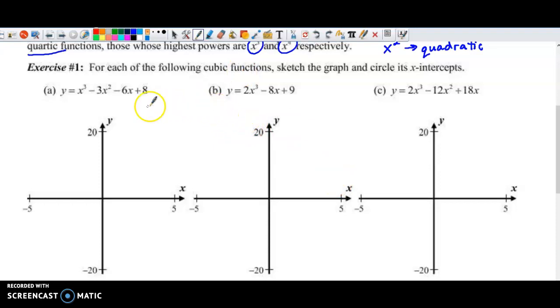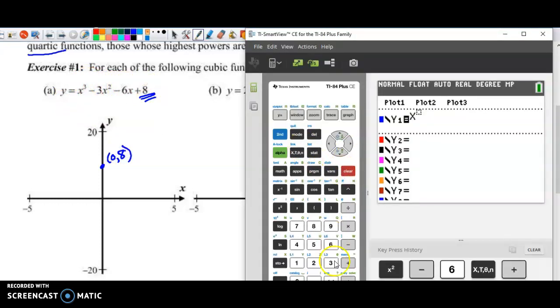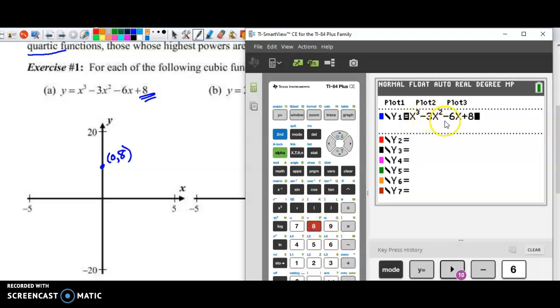Before I go to the graphing calculator, though, just notice that there's a few things that should shout out at you. For instance, this number right here, just like when we did quadratics, is going to be your y-intercept, because if you plug 0 in for x, you will get 8. So notice that we can go to our graphing calculator and type in our function. Don't forget about your y equals button. Just a reminder, that's how I got there. Minus 6x plus 8. Hopefully I typed that in correctly.